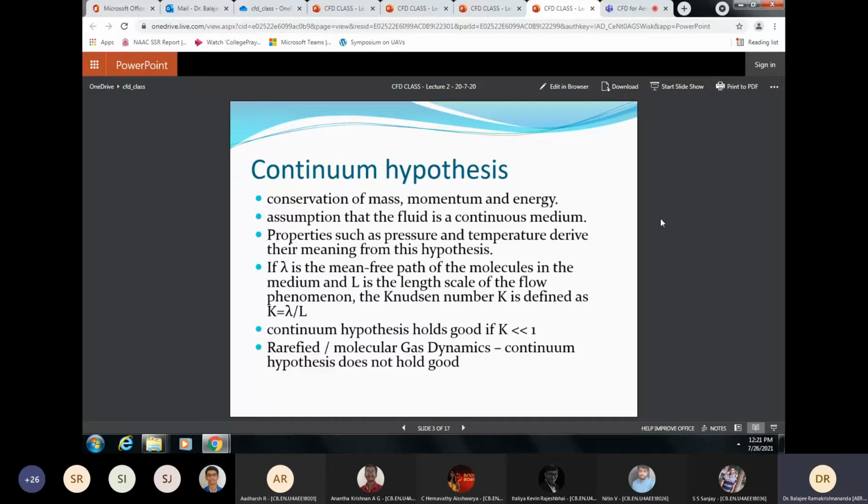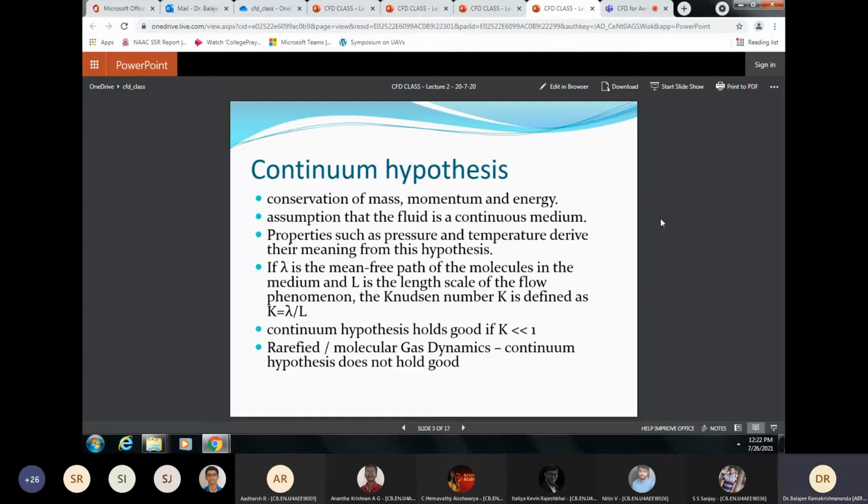the Navier-Stokes equations are still valid, but you may not use the no slip condition which you were using earlier. The no slip boundary condition may not hold good for the Navier-Stokes equation between 0.01 and 0.15 value of Knudsen number. And beyond that, it's better to use your Maxwell-Boltzmann equations. Okay.